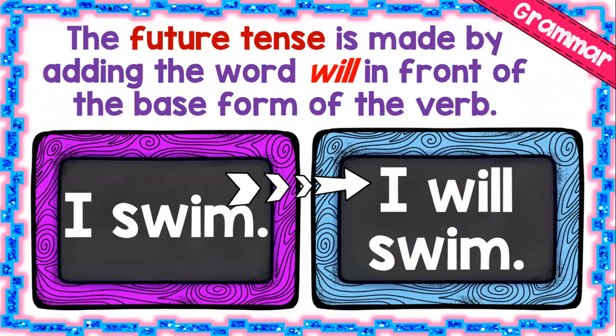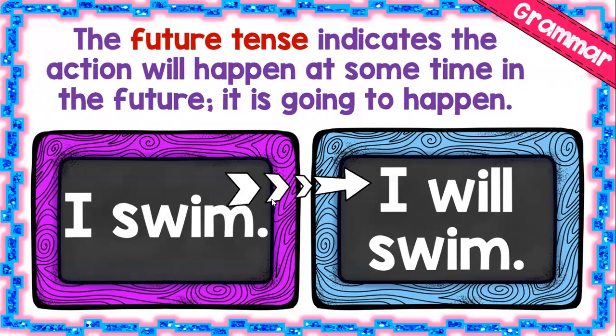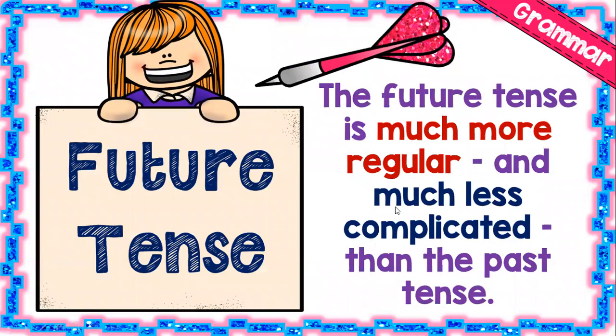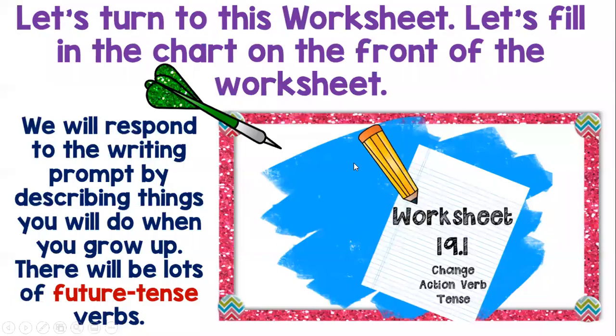The future tense is made from adding the word will to a word. So, like in the action swim, I will swim, means that you haven't done it yet, but you're planning to do it in the future. So, the future tense, with most verbs, we add will to it. I will swim. The future tense indicates the action will happen at some time in the future. It is going to happen, but hasn't happened yet. The future tense is much more regular and much less complicated than the past tense verb.